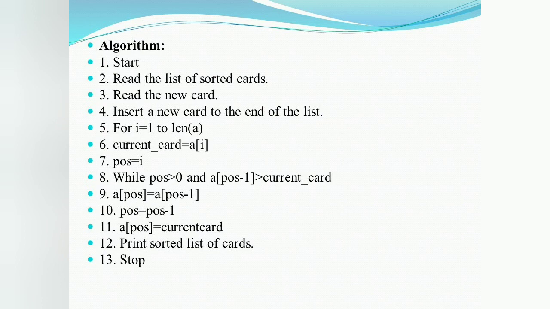Then check the condition. If position is greater than 0 and A of position minus 1 is greater than the current chord, then interchange the chord. That is, A of position equals A of position minus 1. Now the current chord is set to the position A of position. Now the new chord is inserted into the sorted chords.